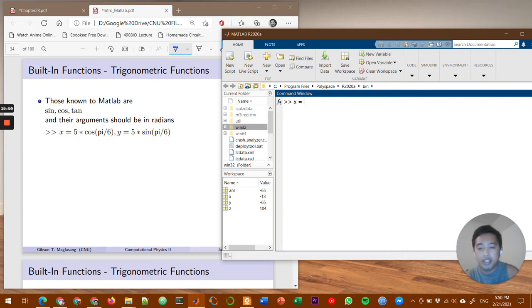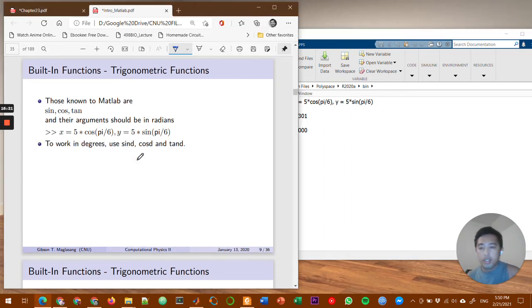You have x equals 5 times cosine pi over 6. Y equals 5 times sine pi over 6. So I get this result. And if you want to work in degrees, instead of cos, you can use cosd or sind, so the result is in degrees.